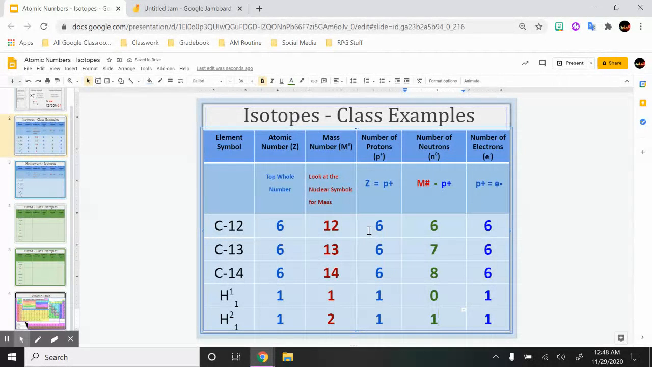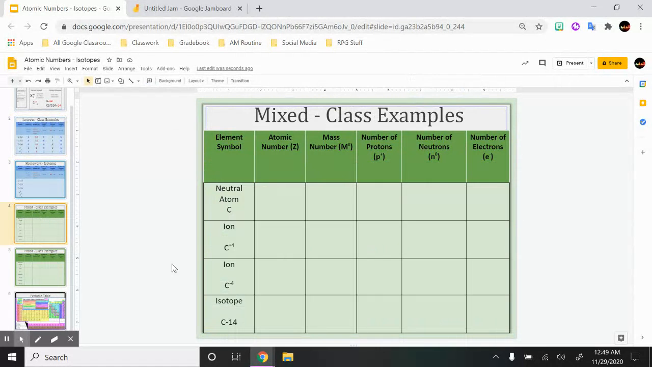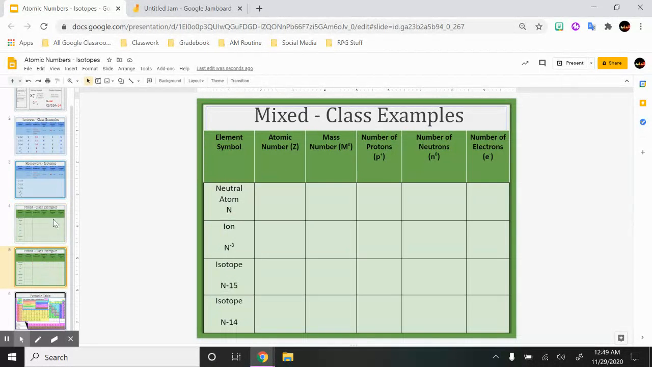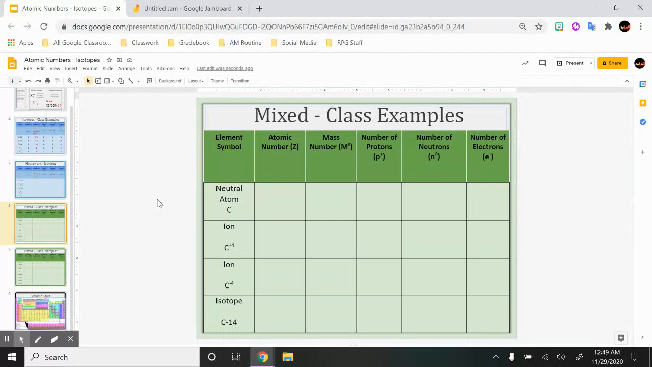Okay? So when we're doing this, the protons and the electrons will still equal the atomic number. I'm going to have to give you the mass from somewhere, and from that mass, you can find the number of neutrons. Mass minus protons equals neutrons. Let's just do a little bit of mixed examples. So here we have just a bunch of different examples of carbon, okay? And you'll have to do a little bit of mixed examples for homework.